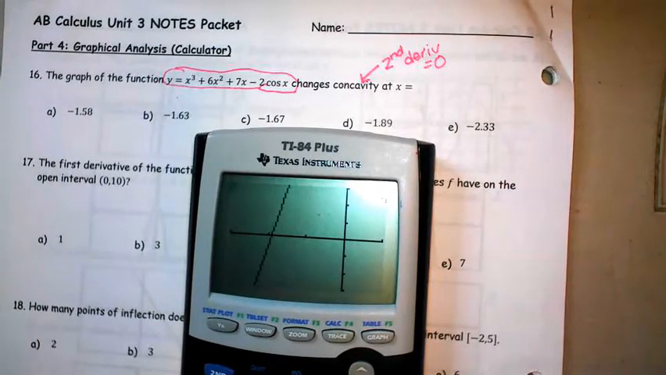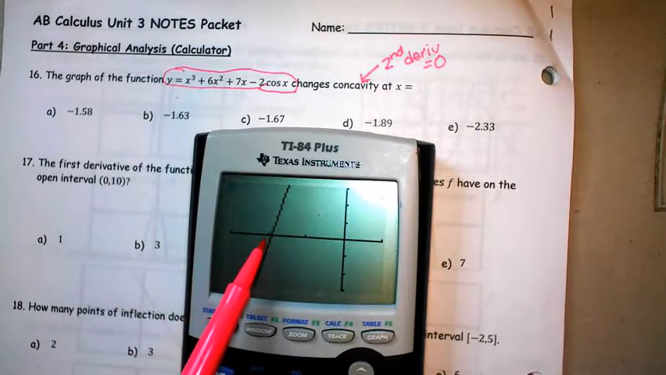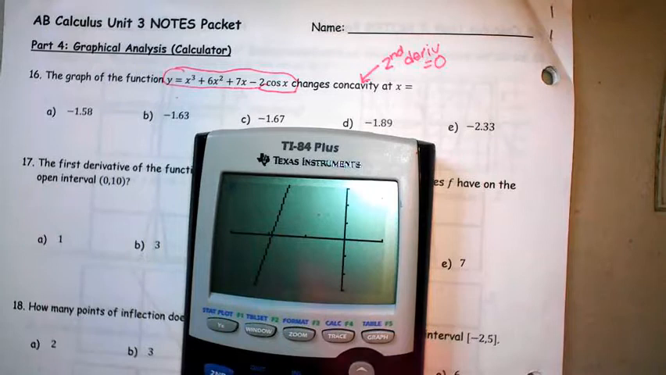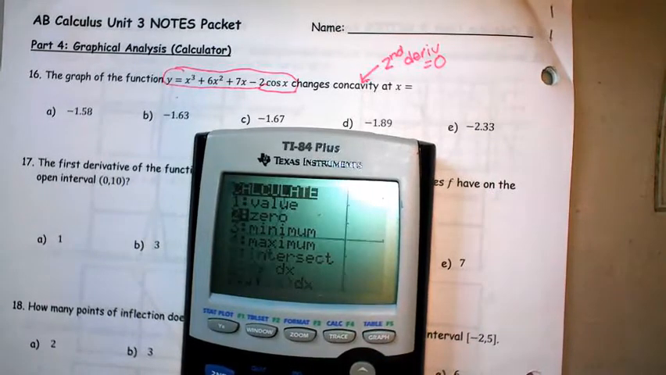Remember, what I'm looking at is my second derivative. And it looks to me like the second derivative is 0 right there. And it's not only 0, but it's changing from negative to positive. So I have to find that value. So it is a 0. I'm going to press second trace, 0.